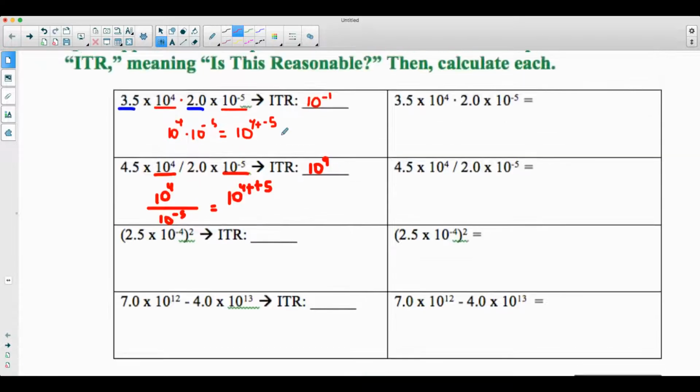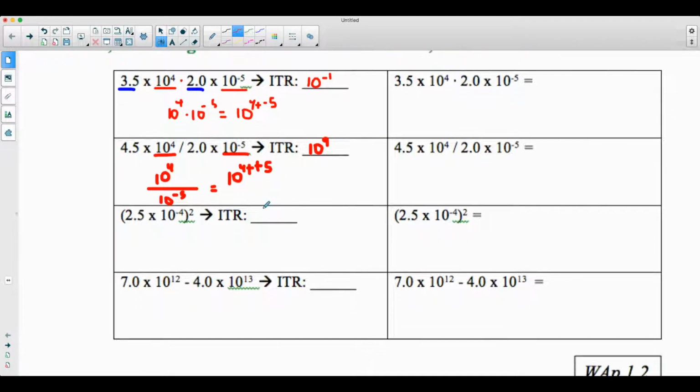Now, this is a particularly useful skill when doing division. If you pump this into your calculator like this, and we saw this on the EE button video, you're not going to get 10 to the 9th. It'll actually give you something like 10 to the negative 1st. All right, let's keep going.